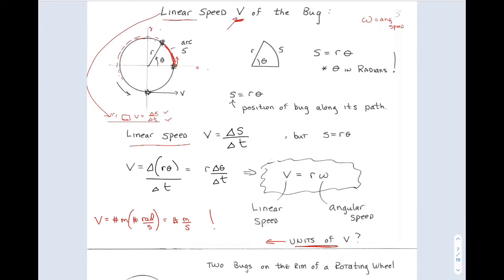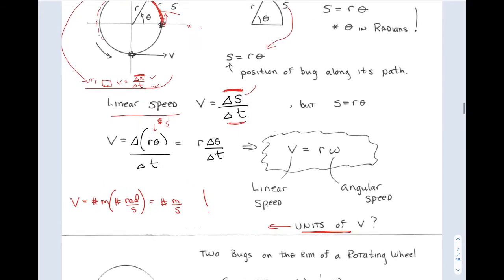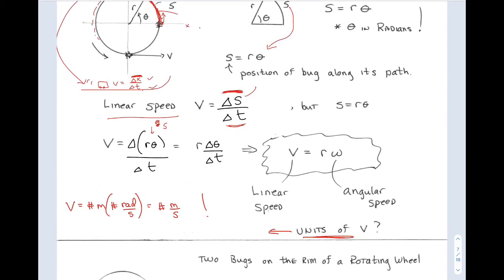Okay, so your linear speed is your displacement, not delta x, because the road isn't straight. The road is now bent in a circle. Okay, there's my arc. So it's my linear displacement S, that's an arc length S, divided by the time. But we already know that the arc length S is r theta. So right here I have an S, there's an S. I put in r theta.